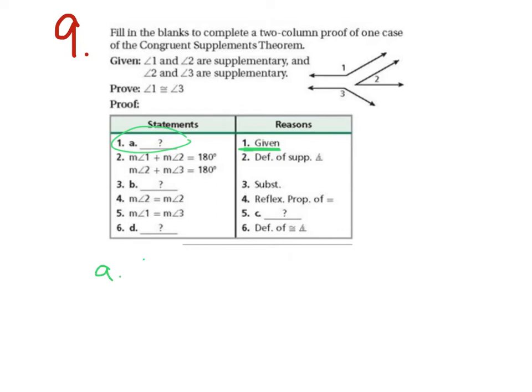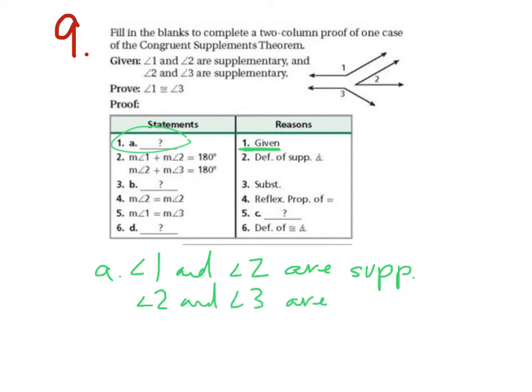A, angle 1 and angle 2 are supplementary, and angle 2 and angle 3 are supplementary. So now we're using the definition of supplementary angles, which is two angles add together and give you 180 degrees.